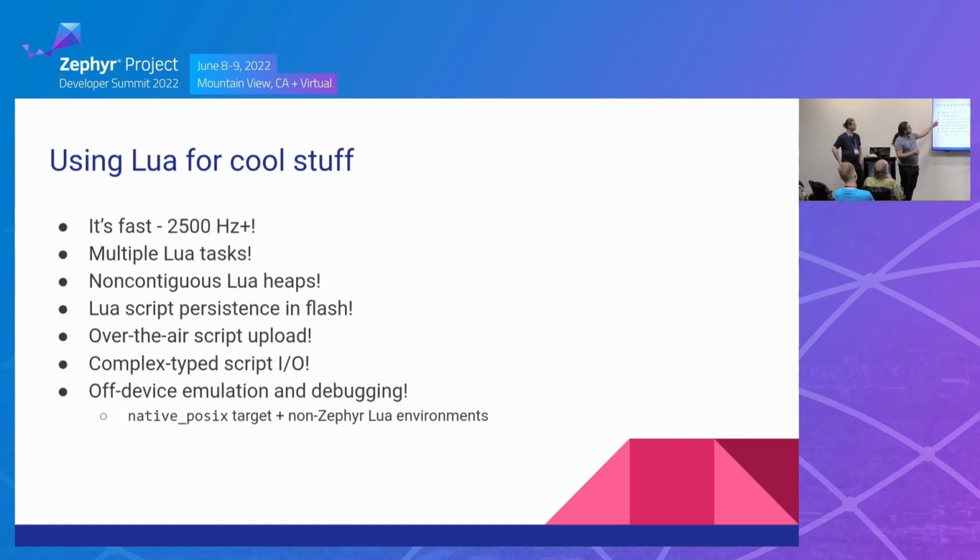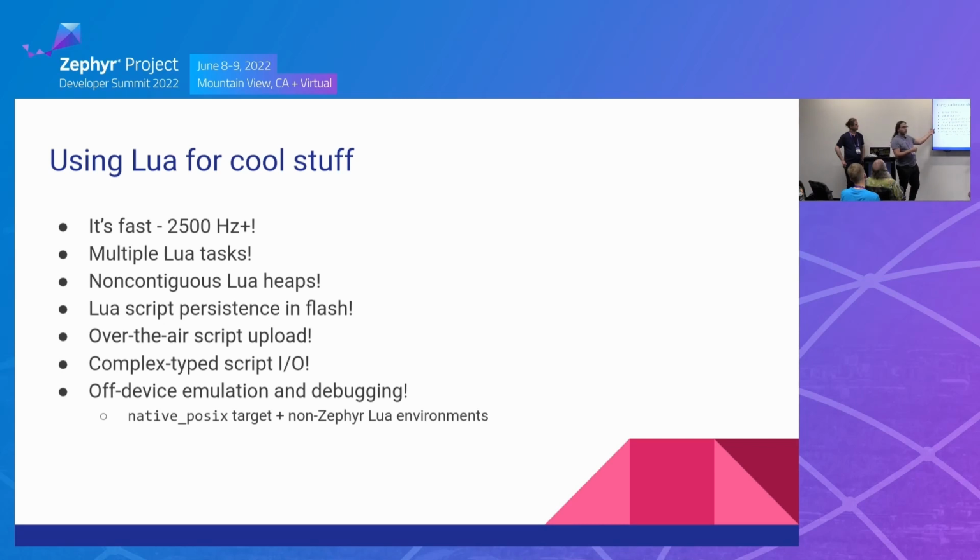You can do cool stuff where, because Lua is going to dispatch through an allocator that you can define, you can have non-contiguous heaps to make it so you can assign different proportions of memory to different tasks. You can persist Lua scripts in Flash, because once you've compiled them, as long as you're still running the same Lua interpreter, you know that they're not going to blow up. And if they do blow up, you're still loading them in Userspace.